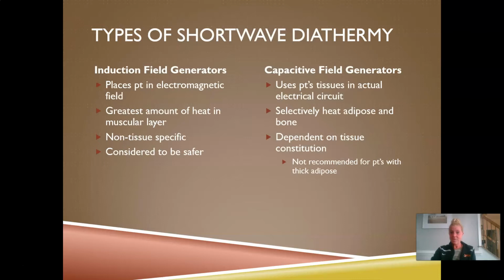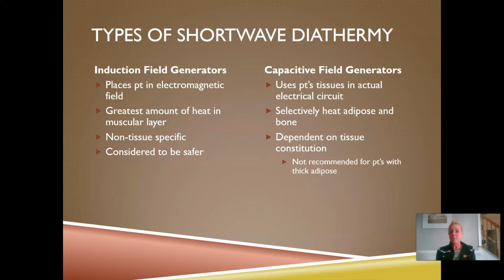So there's 2 major types of diathermy. If you ever see diathermy, it will be the induction field type of diathermy that you see. This is going to place the patient within the electromagnetic field, and it's going to get the greatest amount of heat down to the muscular layer. It isn't tissue specific, but it is considered to be the safer form of the 2 types of diathermy.